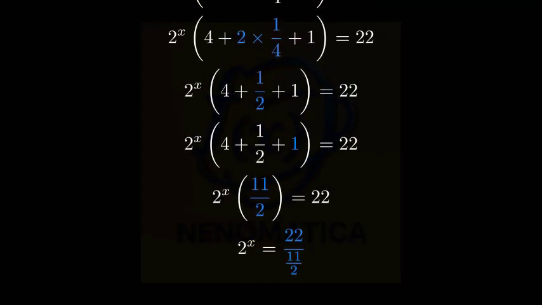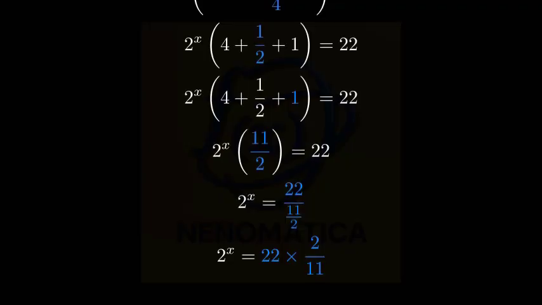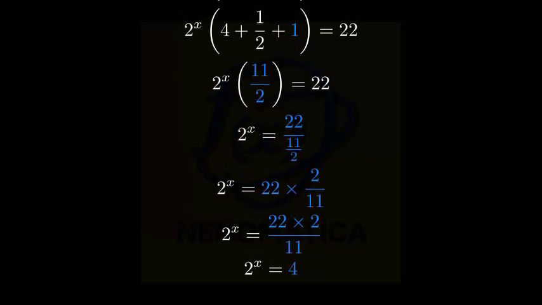On the left side, we have 2 to the power of x equals 22 divided by 11/2. To divide by a fraction, we multiply by its reciprocal. So, 22 divided by 11/2 equals 22 times 2/11. Now, let's simplify this expression. 22 times 2 equals 44, and 44 divided by 11 equals 4. So, 2 to the power of x equals 4.